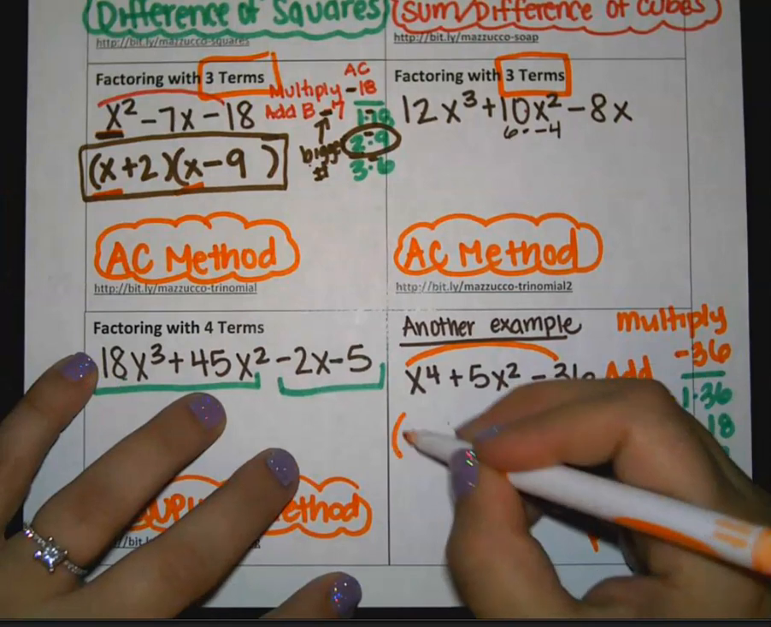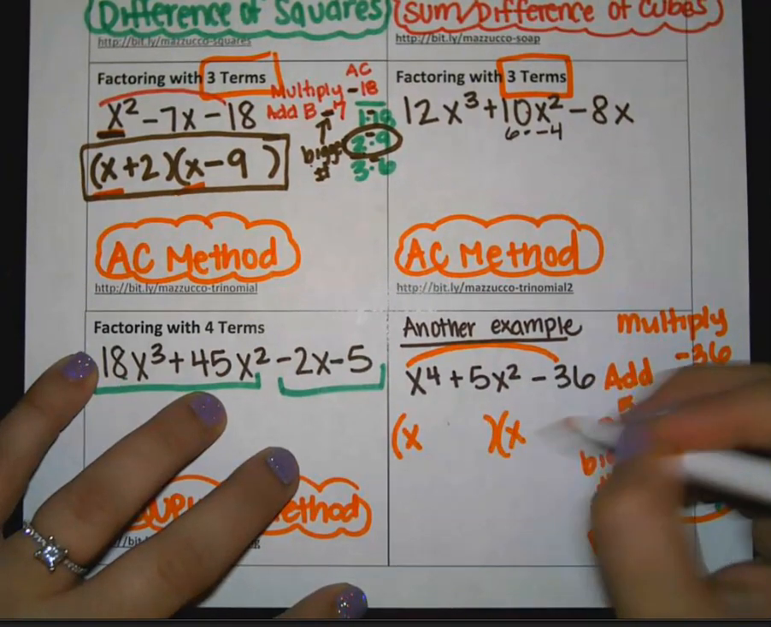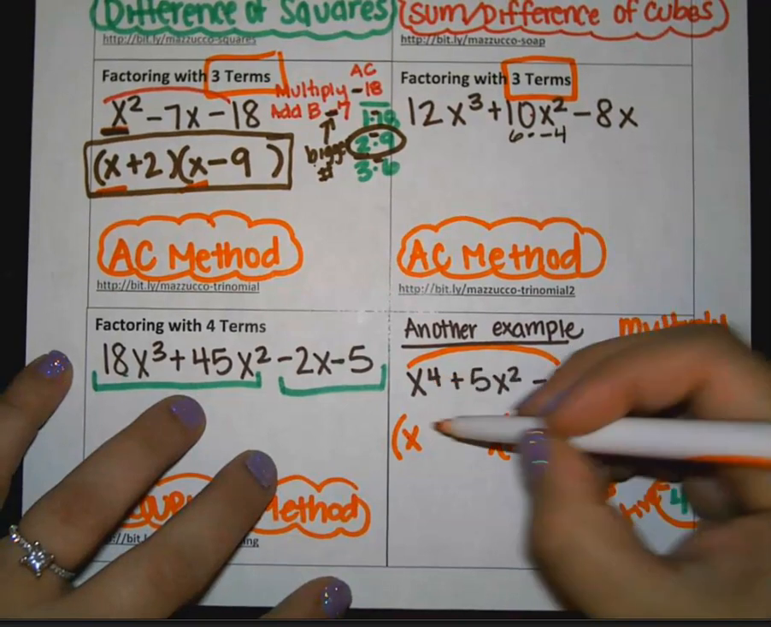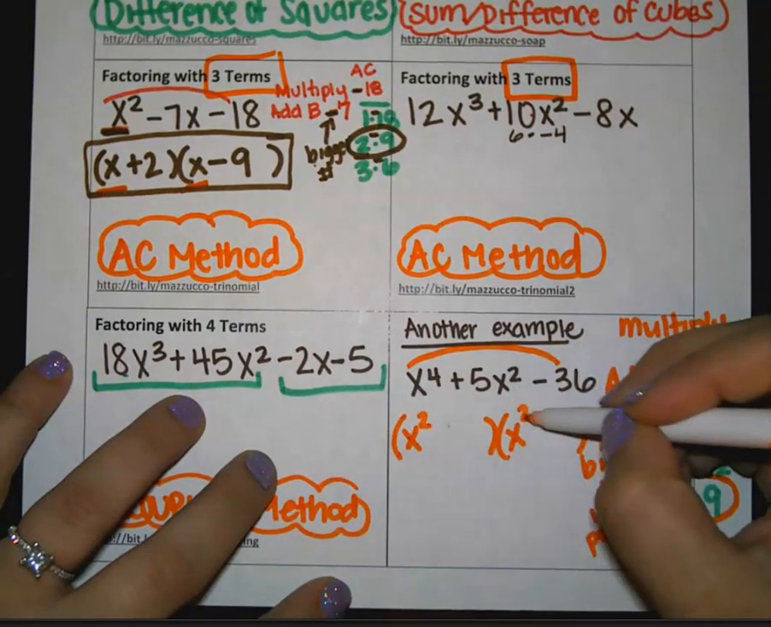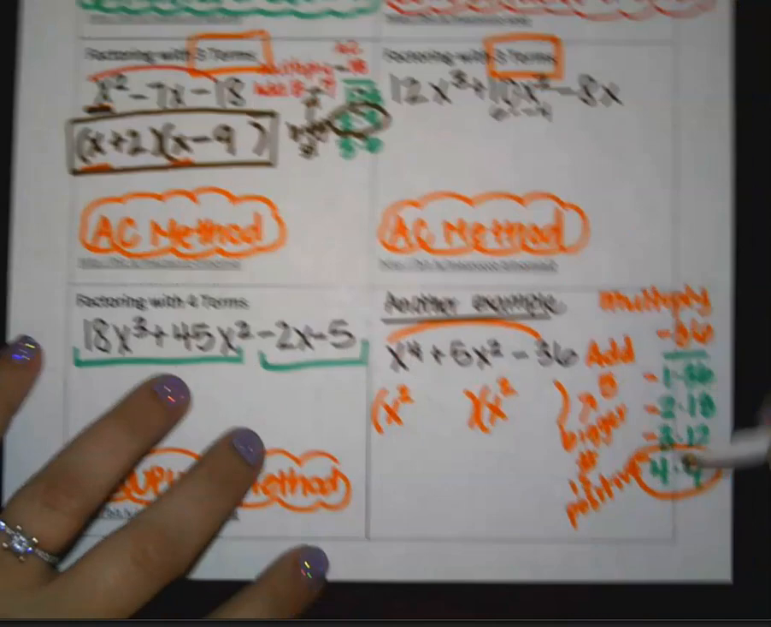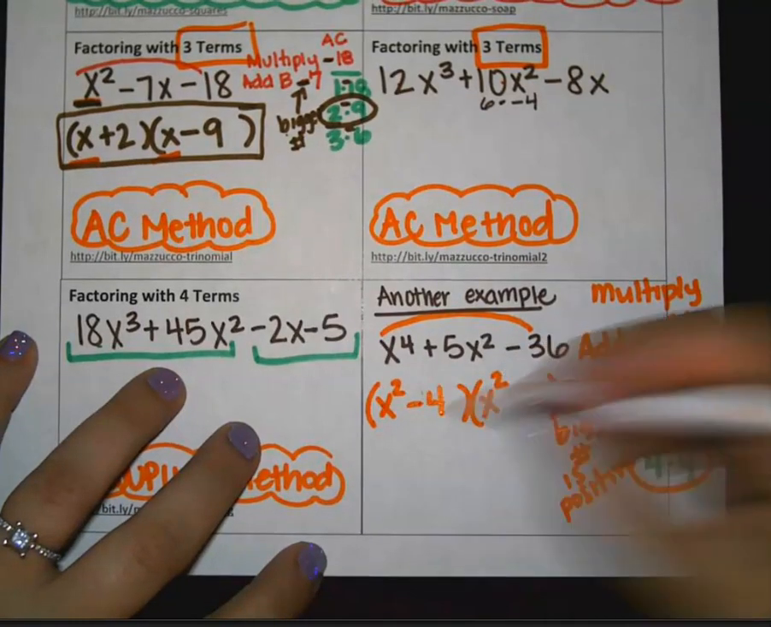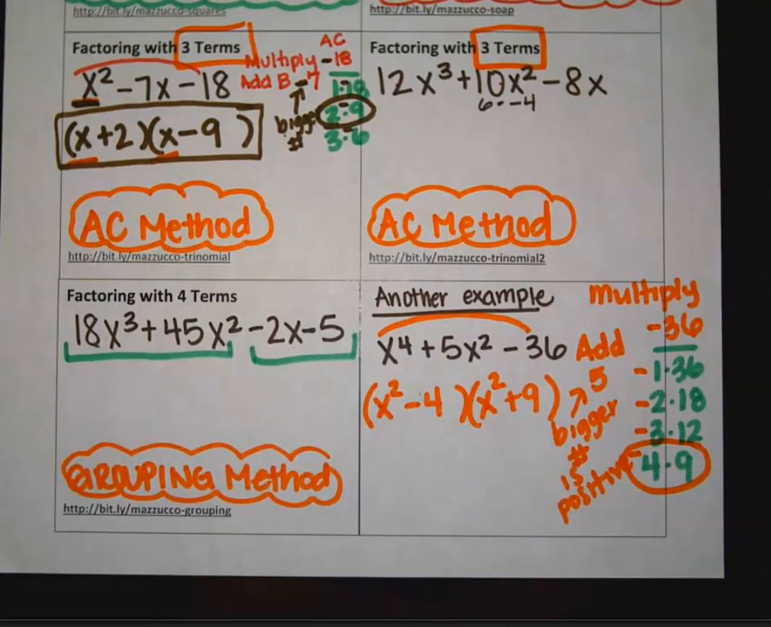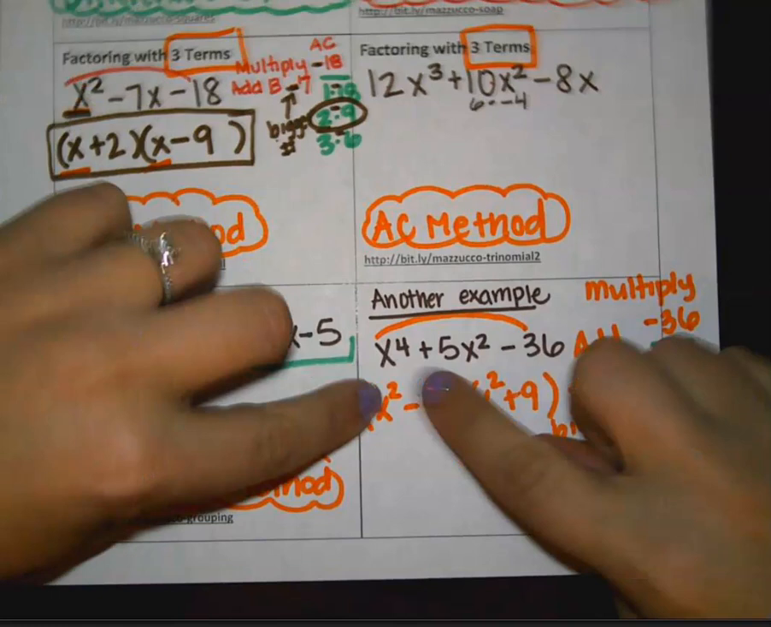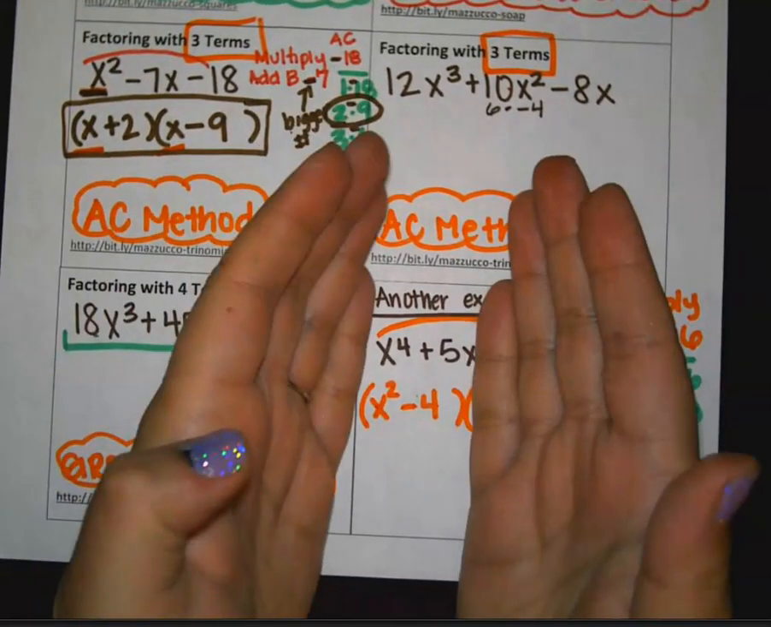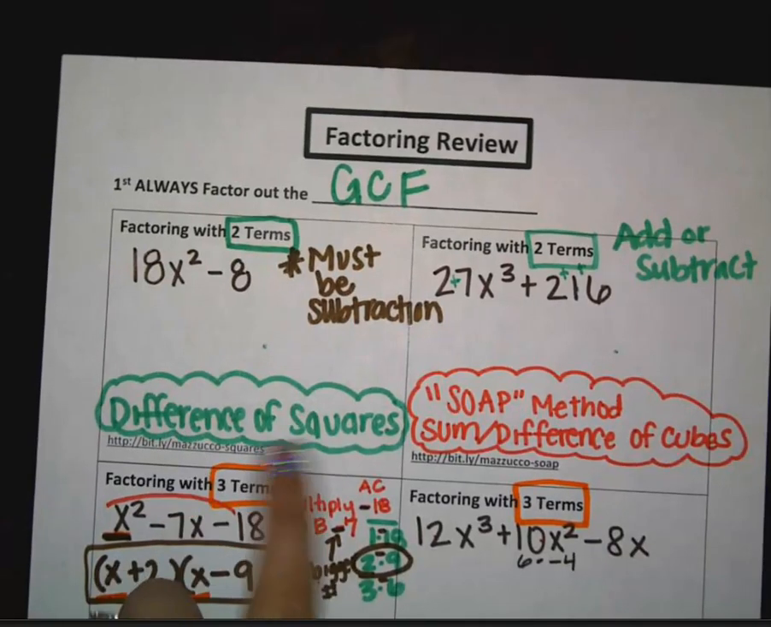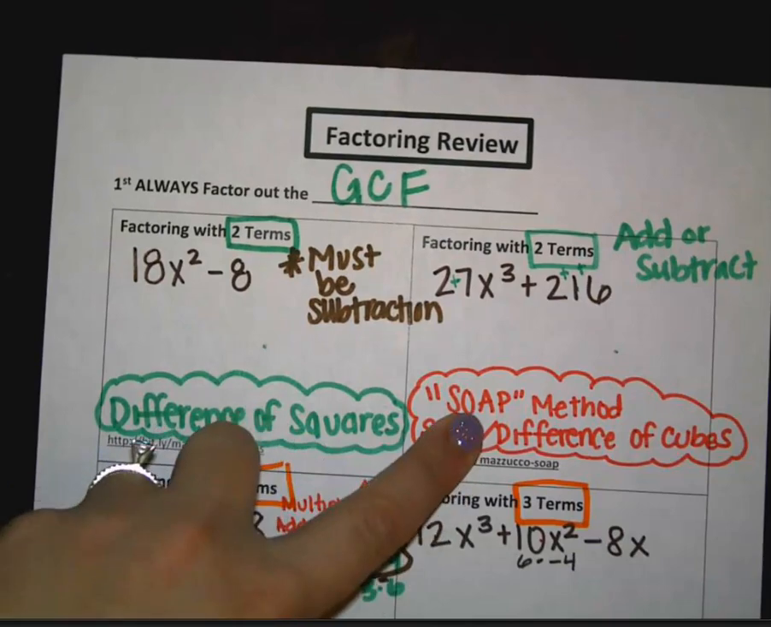So then I'm going to put x here and x here, but the problem is x times x doesn't give you x to the 4th. So if I put a 2 here and a 2 here, then these would add to make 4. And then I'm going to put a negative 4 in and a 9 in. And then before I say, okay, I'm done, whenever the exponent is not 1, I have to check if it could go further. So there are 2 terms here. When there are 2 terms here, I have to look for a difference of squares or SOAP method.